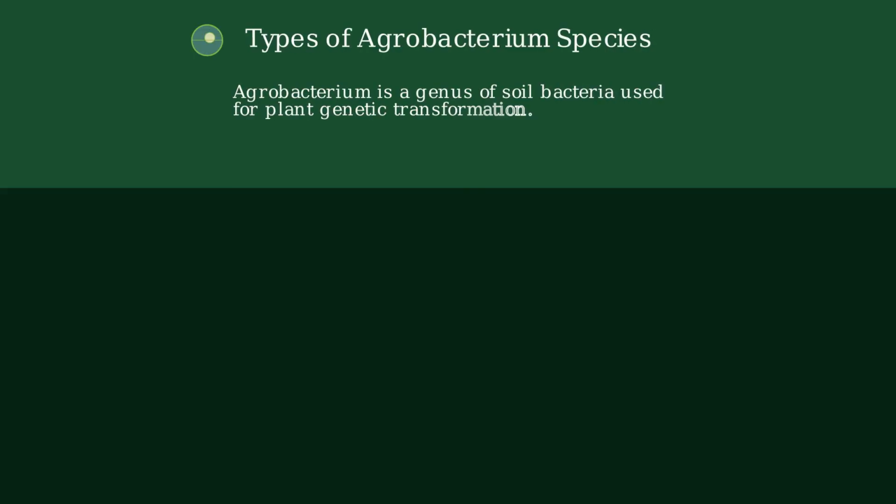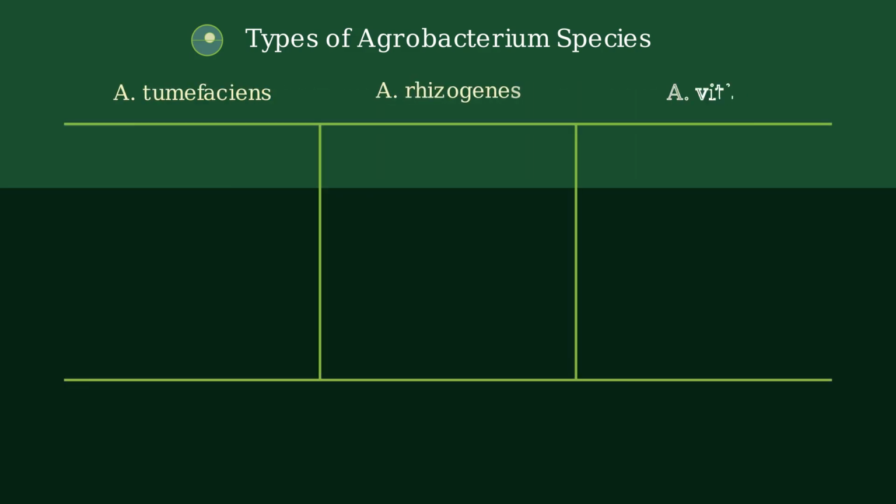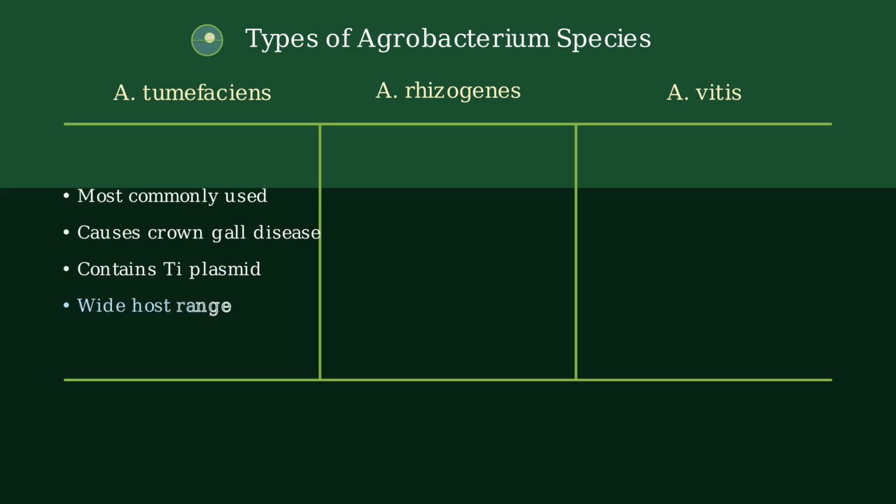Agrobacterium is a genus of soil bacteria widely used for plant genetic transformation. There are three main Agrobacterium species used in plant biotechnology, each with unique characteristics. Agrobacterium tumefaciens is the most commonly used species. It causes crown gall disease in plants, contains the Ti plasmid, and can infect a wide range of plant species.